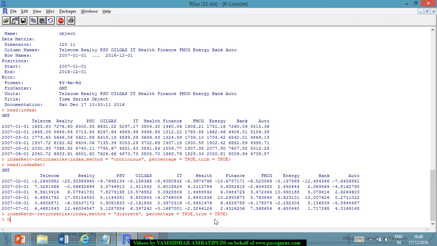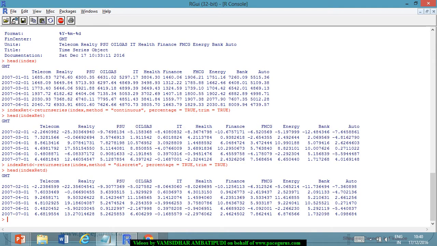So now if you look at the head of index ret D, which is where you have computed the discrete return, you see the numbers are slightly different. It is minus 2.23%, slightly higher than this. All discrete returns: 7.6%, 9.26%, 4.81%. You see the discrete is always higher compared to that of the corresponding continuous return.